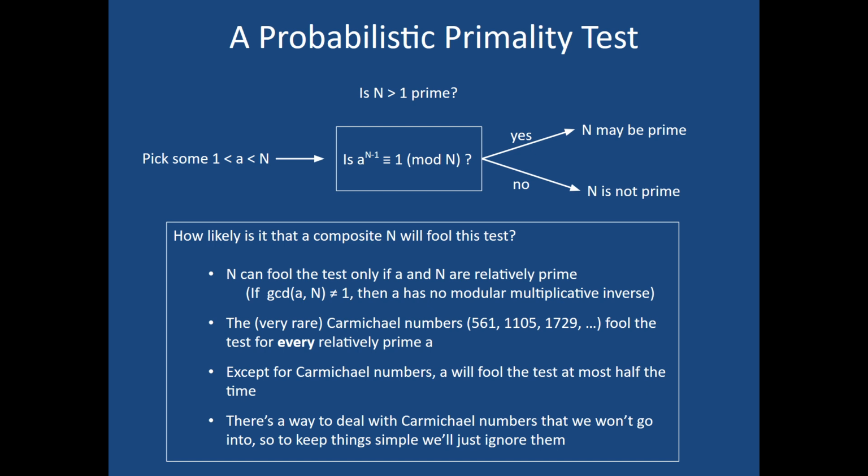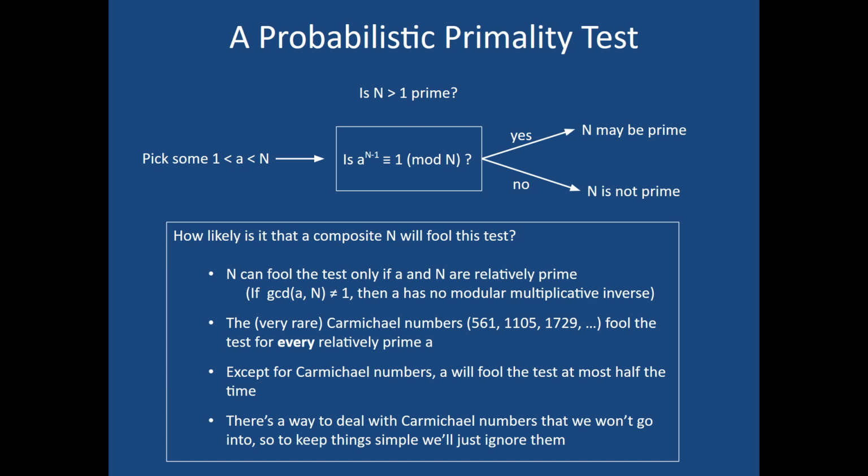If you run the test and you get the answer yes, what's the probability that you just got fooled? About 50%. It's at best 50% that you just got fooled. Could be better, but at worst it's 50%. So we've got a 50-50 chance that we've been fooled. So we pick another a, run it through the test. What if the answer comes back yes again? What's the probability that we've been fooled and this thing isn't really prime?